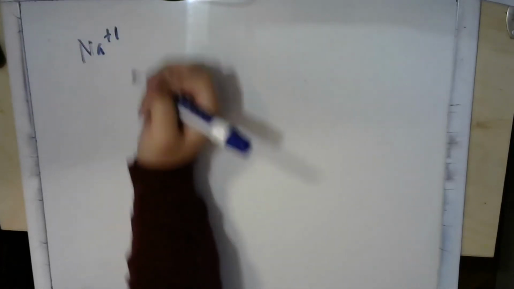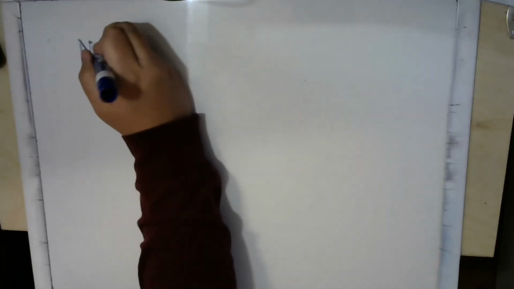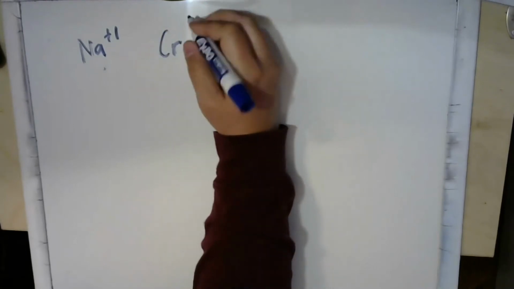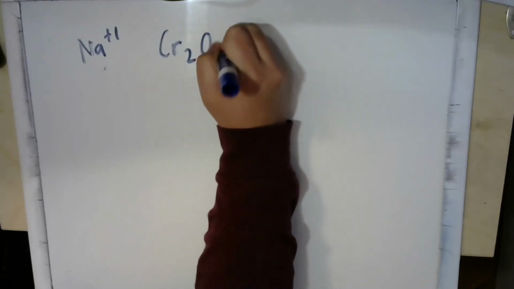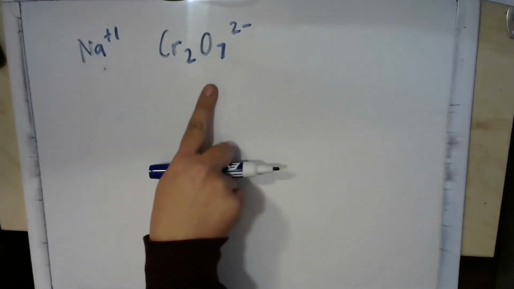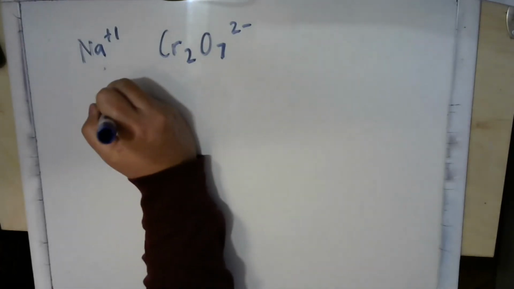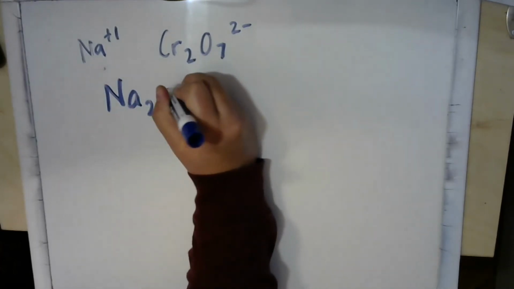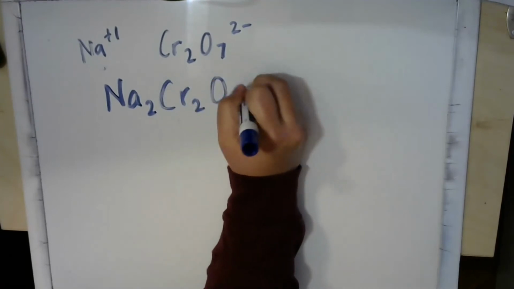Okay, so the first one, we have sodium dichromate. We have to recognize the charges on both of them to form the formula, right? So we know that sodium has a +1 charge. And we know that the dichromate is Cr2O7, and then it's got a 2- charge. So I'm going to need 2 sodiums to counteract the charge of the dichromate. So the formula for that will be Na2Cr2O7.